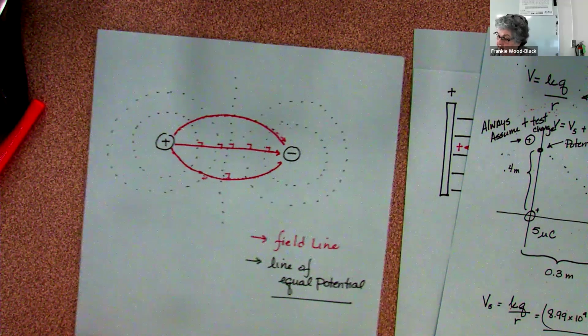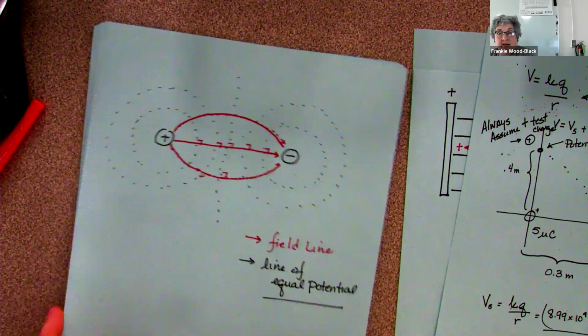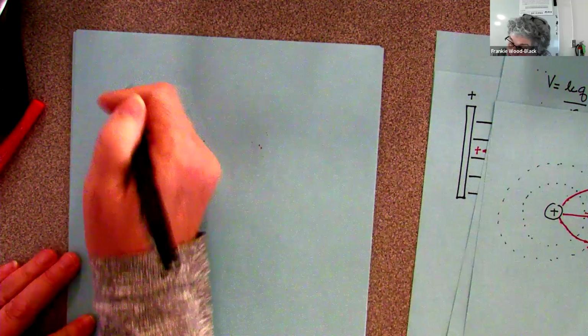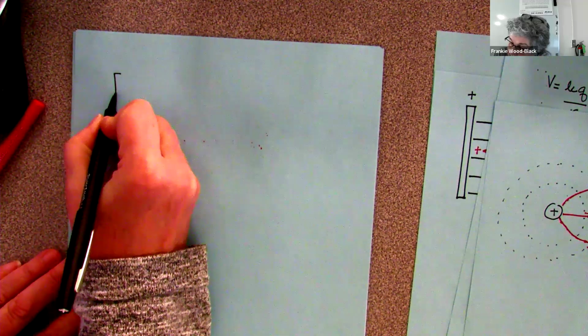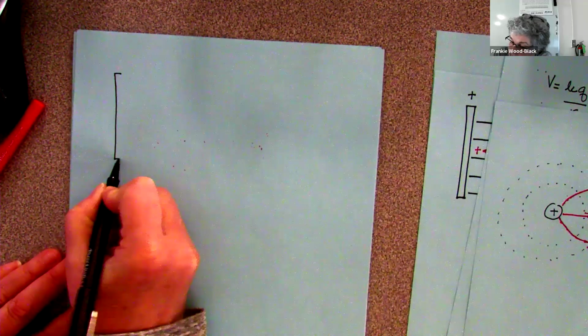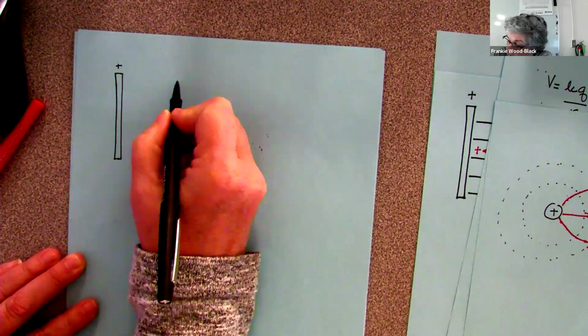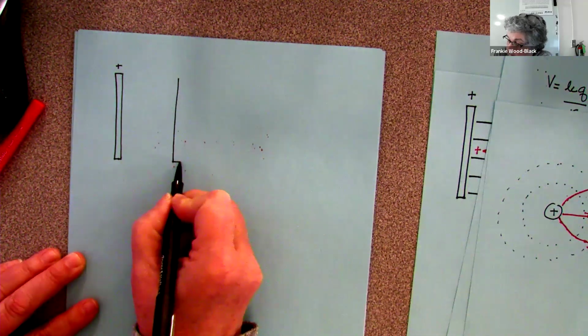Okay. Now, why do we worry about this? Well, because this thing right here, so we have our uniform electric field.